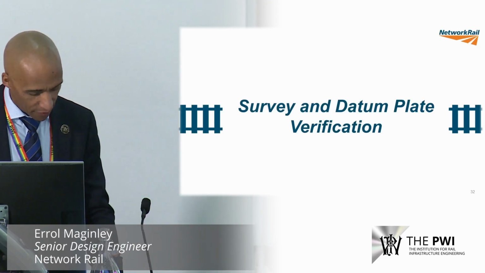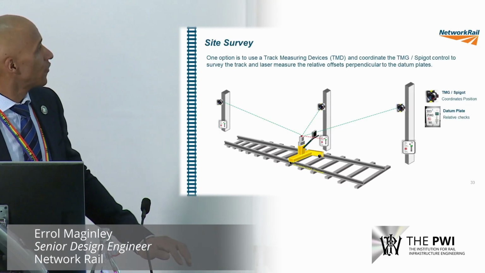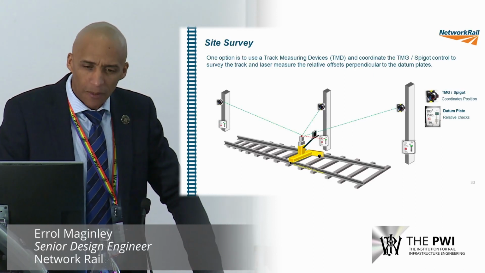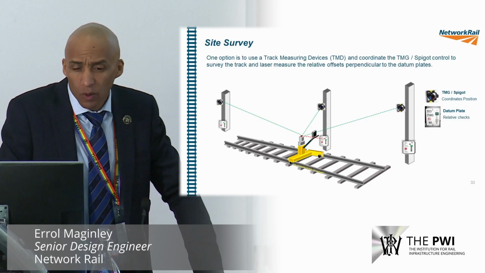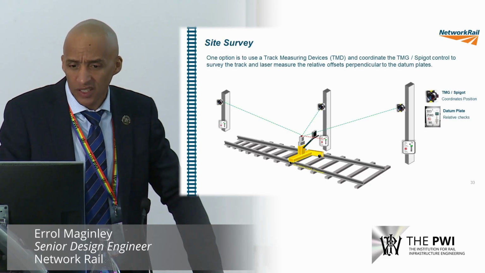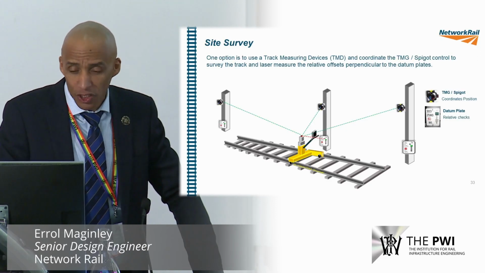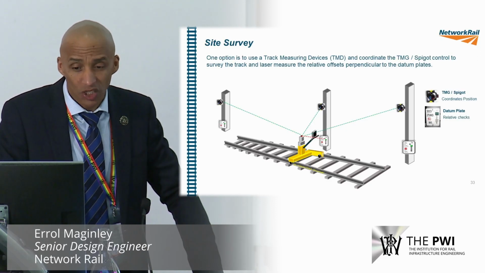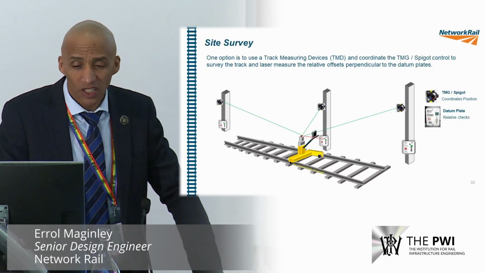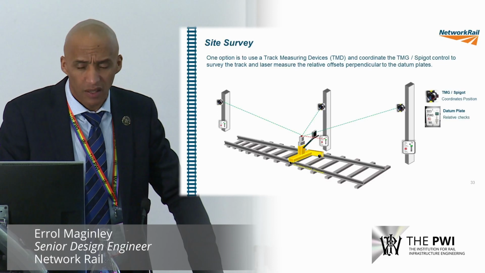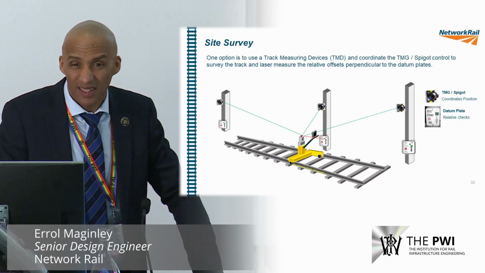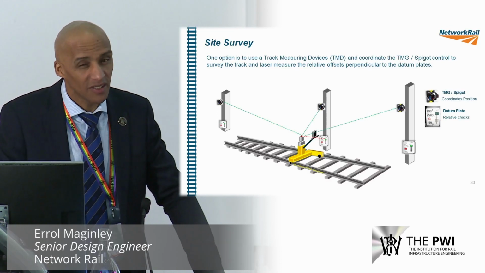Survey and datum plate verification. Again, I've just tried to find a way of simplifying and explaining what the survey process is and how we use these survey controls. In this instance, we've got a track measuring device, and they simply shoot a laser to the TMG spigots. Because we know where those spigots are in space, we can then determine where the track position is. Likewise, we can take relative measurements to the datum plates. In some ways, it's pretty much as simple as that.